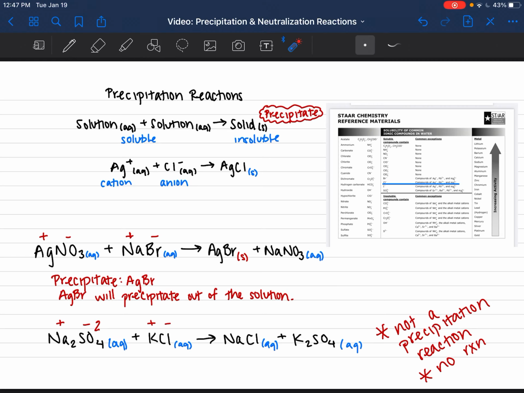So notice with this chemical reaction, they are all aqueous. So what we see here is we are not producing a solid. So it does not fit that precipitation reaction that we know. So this is not a precipitation reaction. If you were to see something like this, what you can write is no RXN. What that means is there is no reaction.